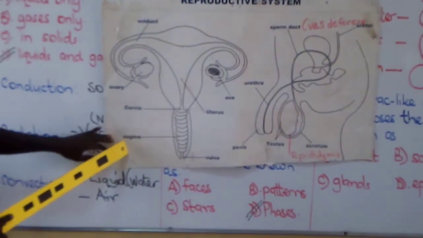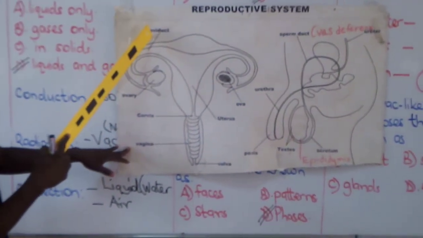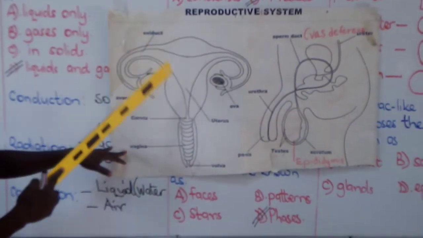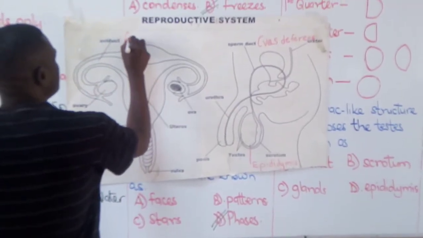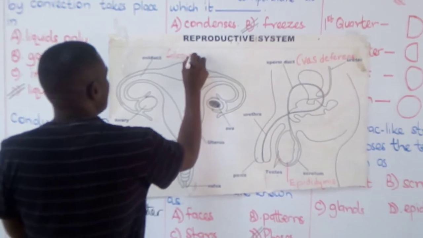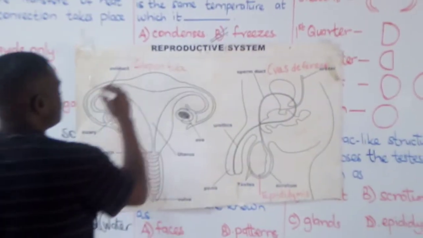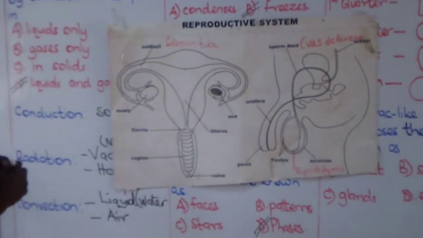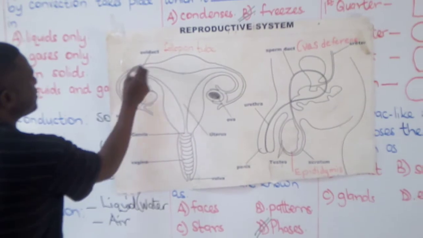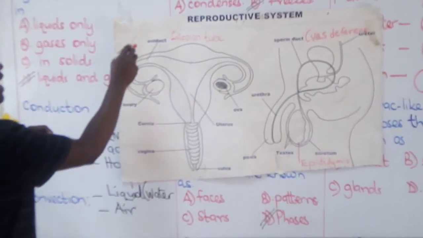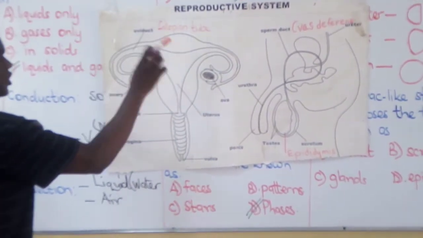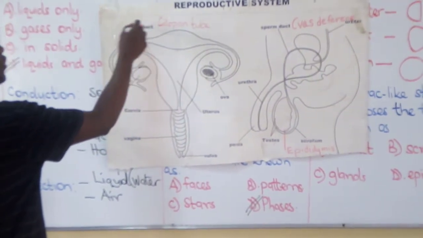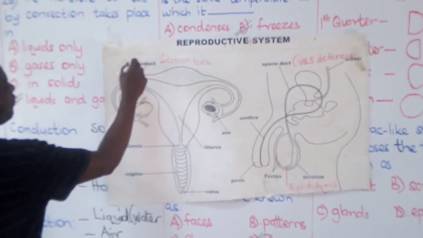Now, looking at the female reproductive organ, you can name the part. There is the oviduct, also known as the fallopian tube. This is where fertilization takes place and ovulation happens through that tube. That's why it's called an ovi-duct. Ovi stands for ovum, and duct stands for a tube. So that means a tube within which the ovum moves, ovi, duct.